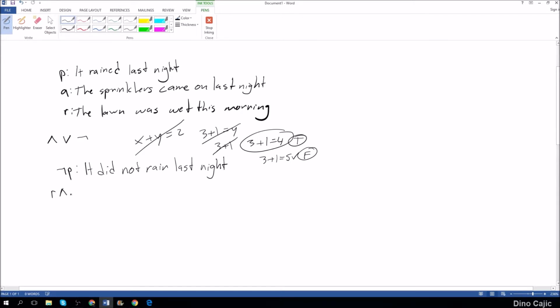Similarly, R and P, or actually let's do R and not P, would be the sprinklers came on last night and it did not rain last night.